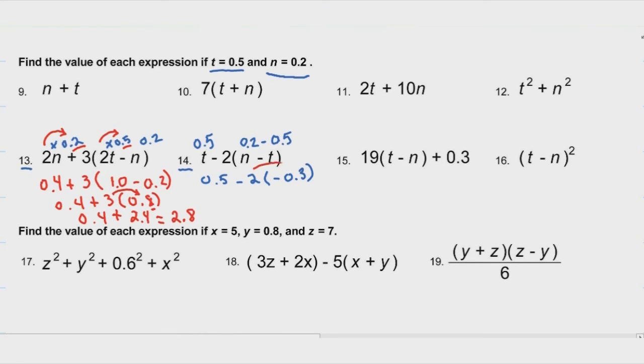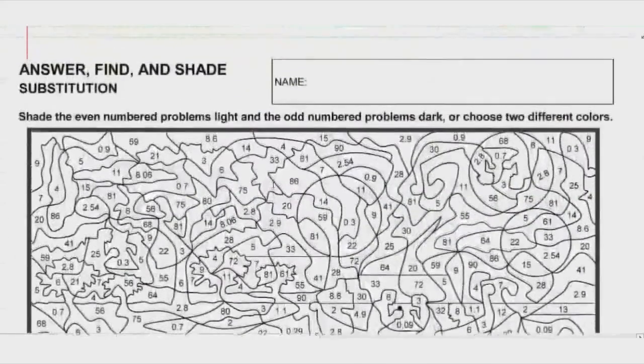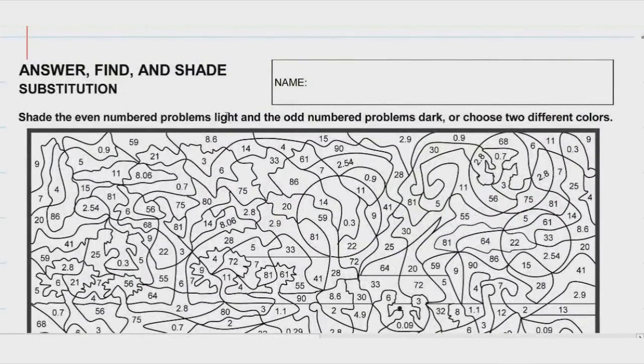So we have 2 times 3, which is going to be 6, but we have 1 digit to the right of the decimal, so we need 1 digit to the right of the decimal when we're done. Also, we have a negative times a negative, and 2 negatives make a positive. We put in the 0.5, and we get 0.5 plus 0.6, which gives us 1.1. And you'll find 1.1 at the top, and you're going to shade it in. Since number 14 isn't even, we're going to shade it in light.